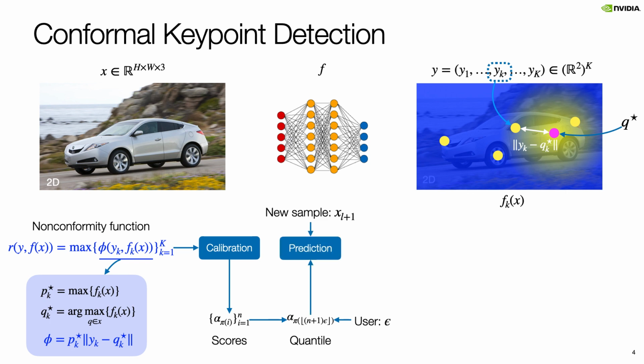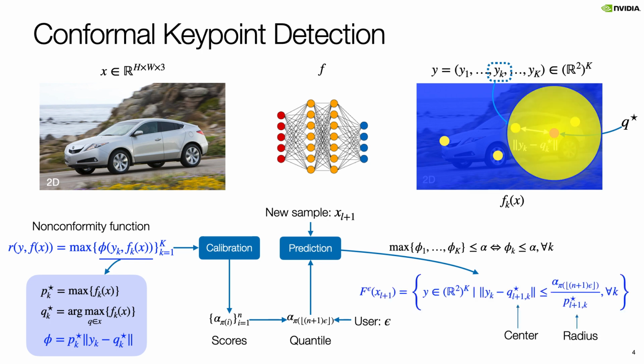And then at test time, given a new image x_{l+1}, we output the set of labels such that the nonconformity score is below alpha. Mathematically, the set of key points becomes a set of 2D balls centered at the heat map center, with a radius that is inversely proportional to the maximum probability and also proportional to the quantile alpha.